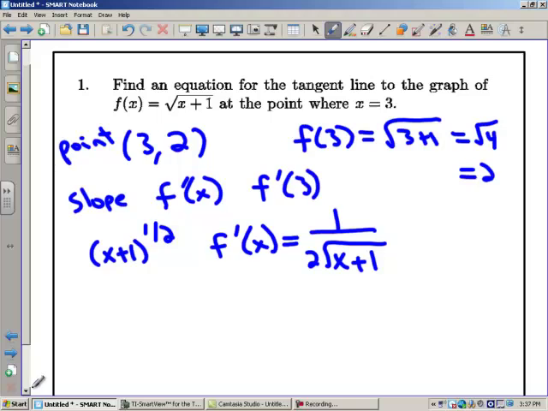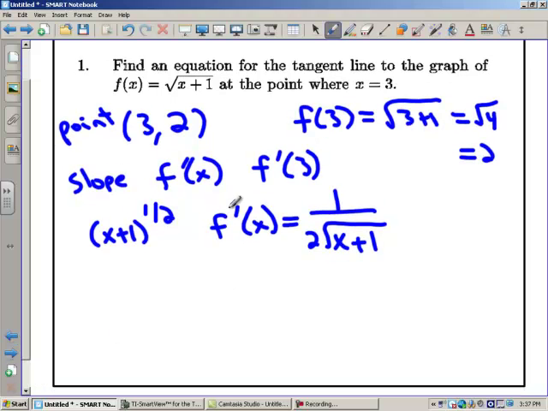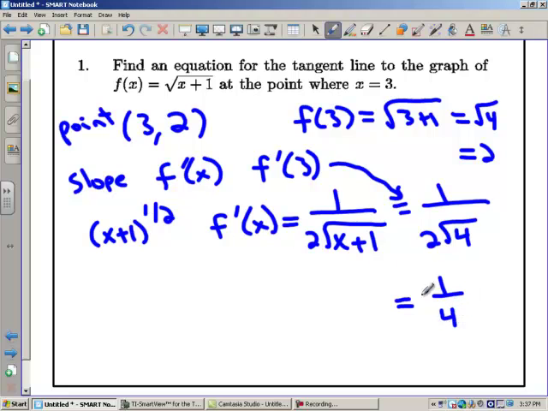If you don't know the shortcut, well, you better learn it quick. Alright, so there's f prime of x, and so we want f prime at 3. f prime at 3 equals 1 over 2 square roots of 4, which is 1/4. So we now have a slope. So let's plug it into our equation.